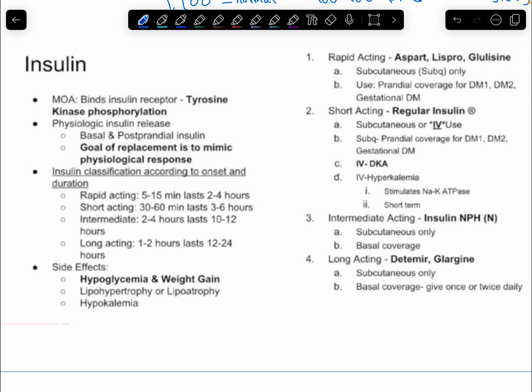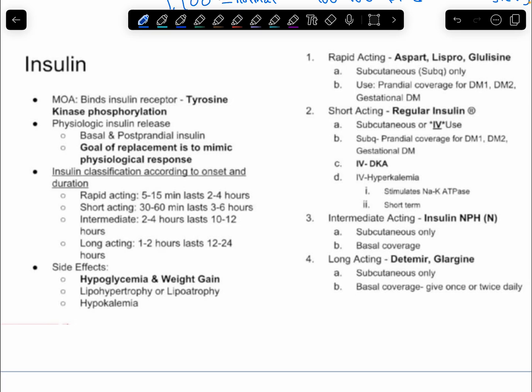Now look how it will work based on the duration of action. Rapid acting: 5 to 15 minutes onset and lasts for 2 to 4 hours. Short acting: 30 to 60 minutes, lasts for 3 to 6 hours. Intermediate acting: 2 to 4 hours, lasts for 10 to 12 hours. Long acting: 1 to 2 hours onset, and it will go for 12 to 24 hours. So those are the different types of insulin.